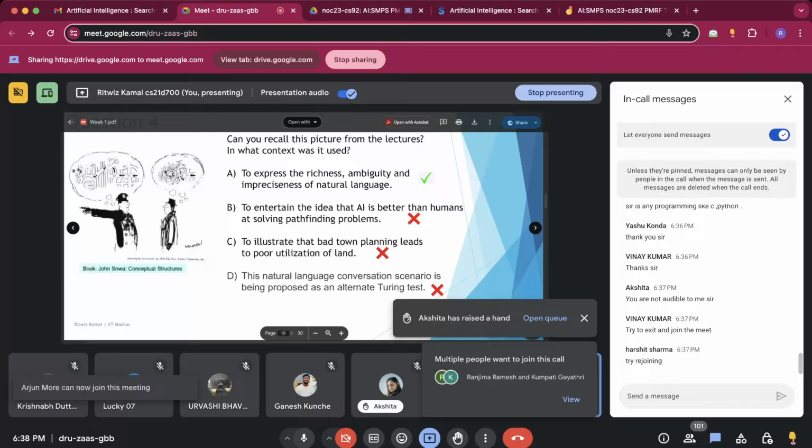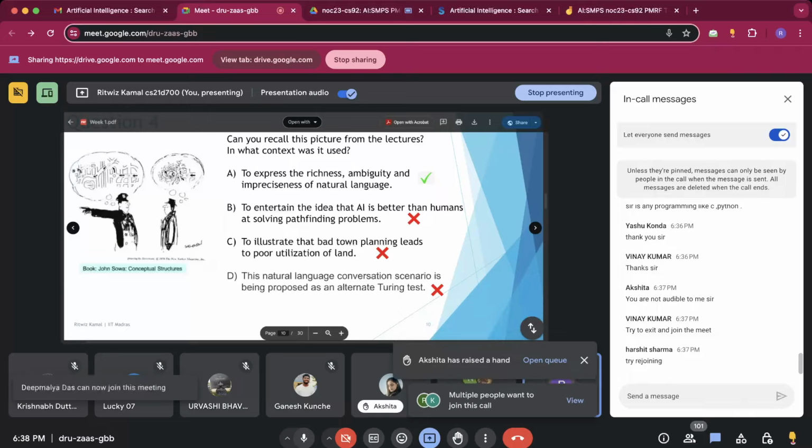Thanks for suggesting. So anyone who might be facing problems with audio, you can surely try rejoining once, or just disconnecting and connecting your audio device. That should help.